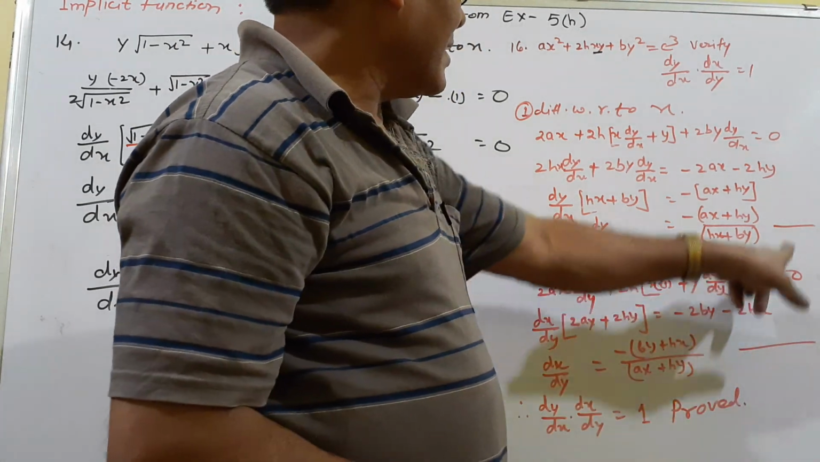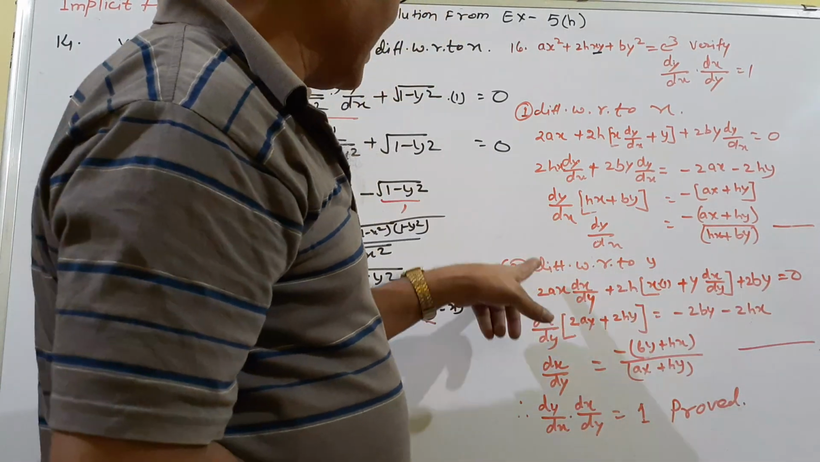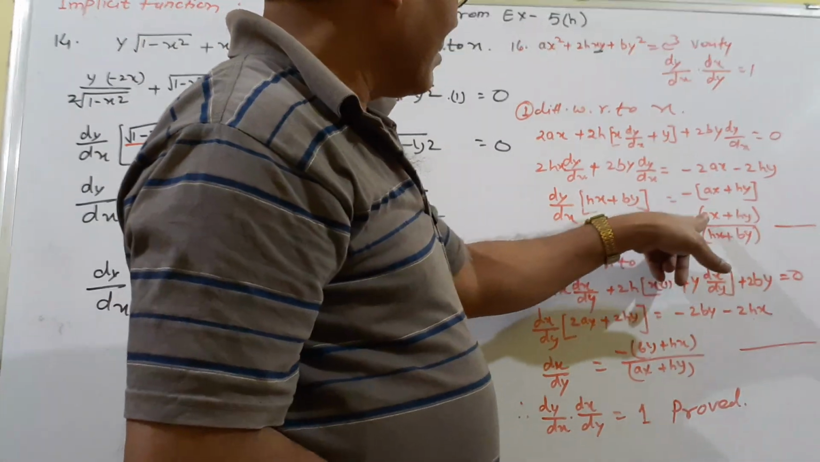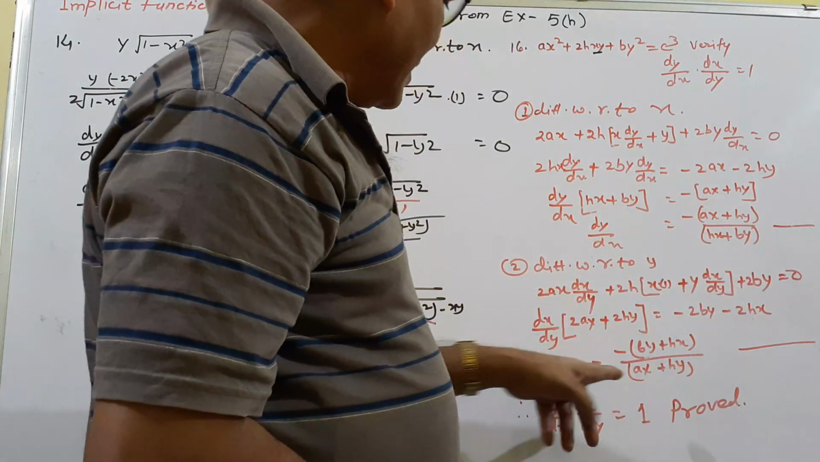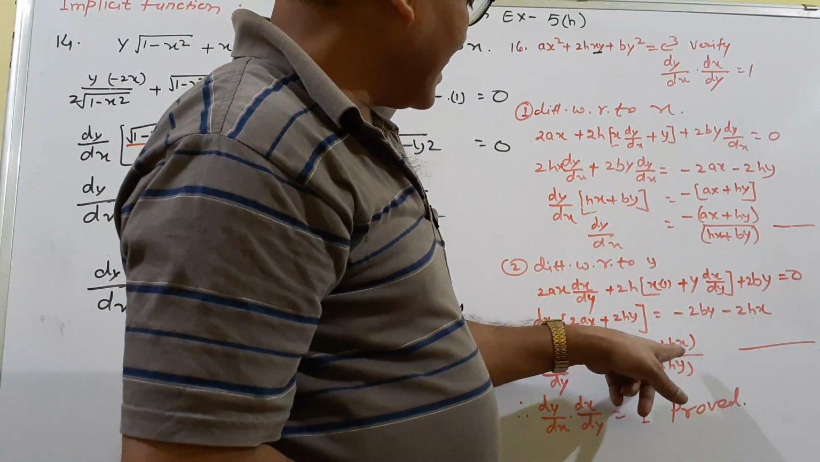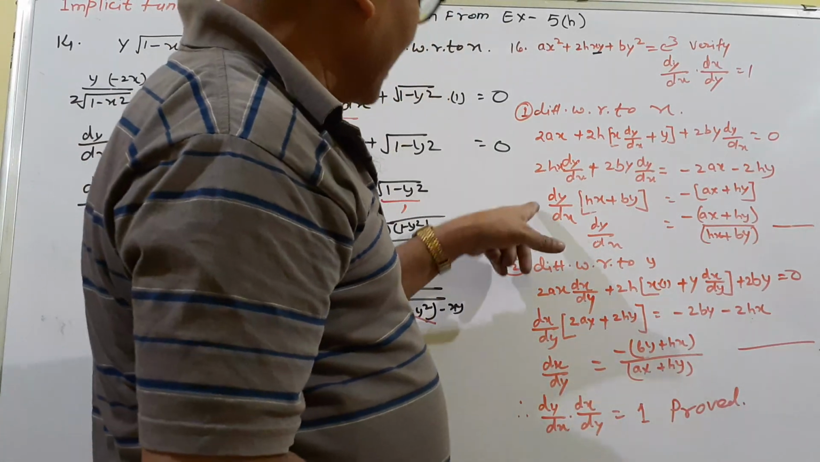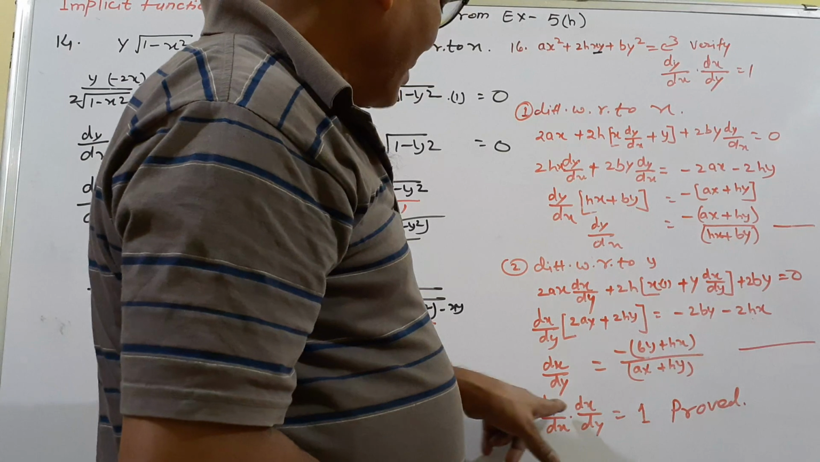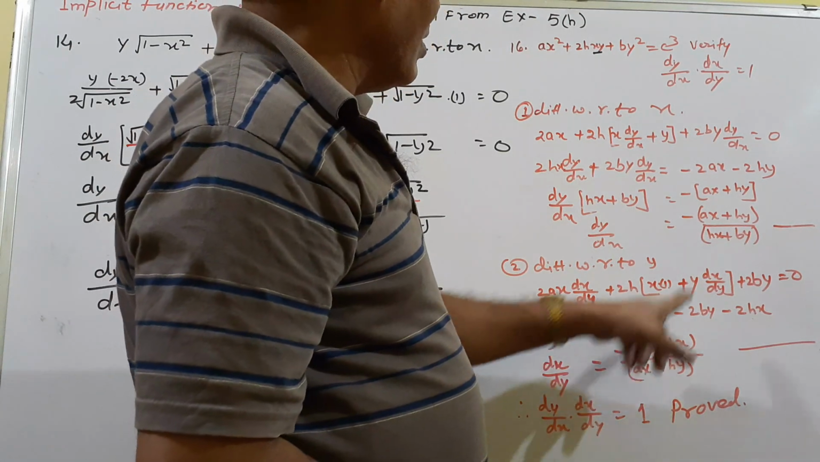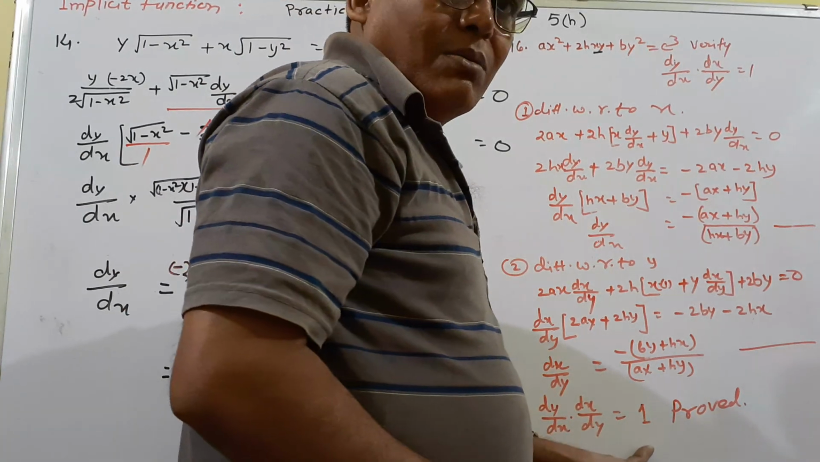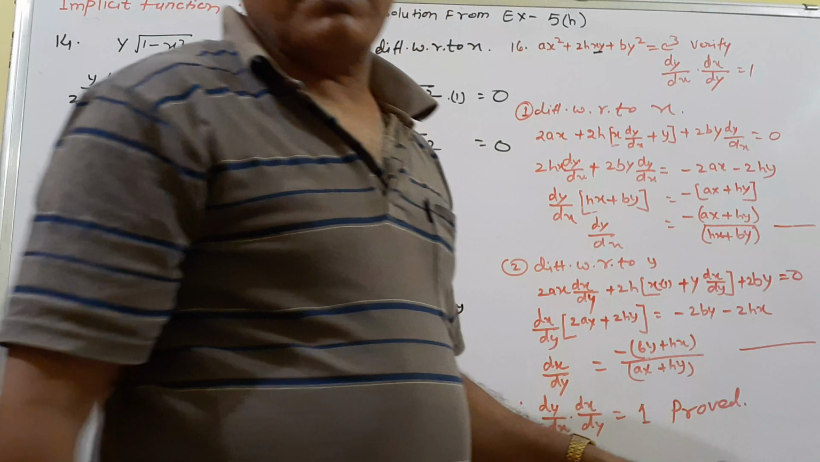Just compare equation 1 and equation 2, just reciprocal. Here is dy by dx, minus (ax plus hy) by (hx plus by), and here is dx by dy, minus (by plus hx) by (ax plus hy). So when you multiply these two, dy by dx into dx by dy, all will be cancelled and you will get 1, and that you have to prove. Here we can say proved.